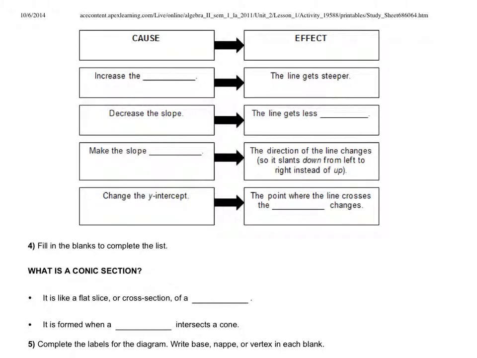So if I wanted to make the line steeper, then I would increase the slope. If I decrease the slope, then the line gets less steep. So a steep line is going to be one that's almost vertical. A line that's less steep is going to be one that's pretty flat. If I make the slope negative, that changes the direction. So the line goes down from left to right instead of going up, so it looks like this. If I change the y-intercept, then all I'm doing is changing the point where the line crosses the y-axis. In other words, I'm shifting it up or down.